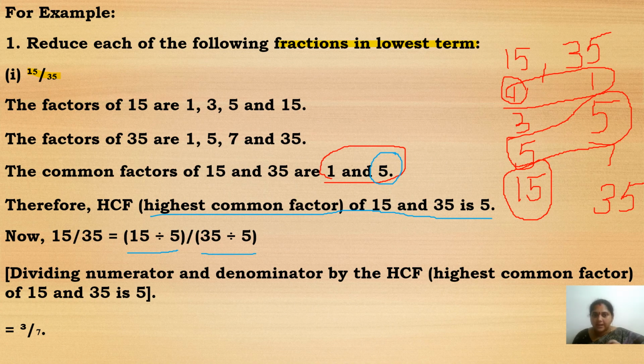When you are dividing like this, 15 will come 3 times in 5 tables, so that is 3, and 35 will come how many times? It will come 7 times in 5 tables. So what will be our fraction now here? Our fraction will be 3 by 7. This is one method where we can find the lowest term of the fraction. We will see one more example.